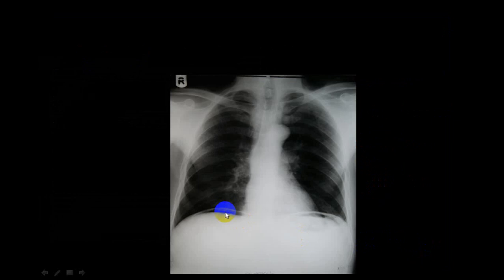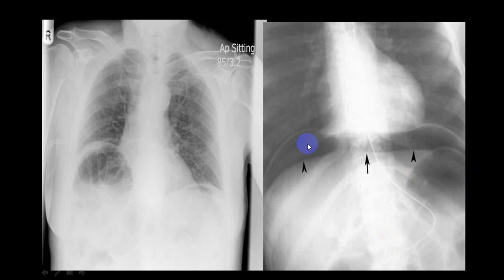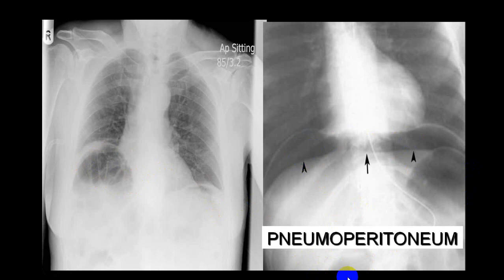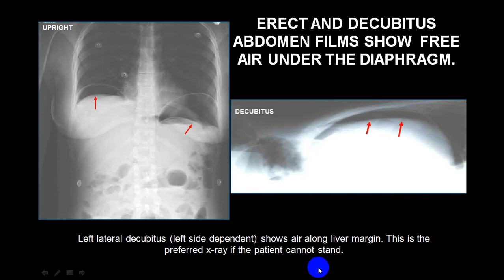What is this? The arrow, I am showing you already. Yes, pneumoperitoneum. Again, pneumoperitoneum. And if you see here, you can see haustration. This will be the Chilaiditi sign. This is pneumoperitoneum. Chilaiditi sign. Pneumoperitoneum. This is in decubitus position. The air will come on the top.